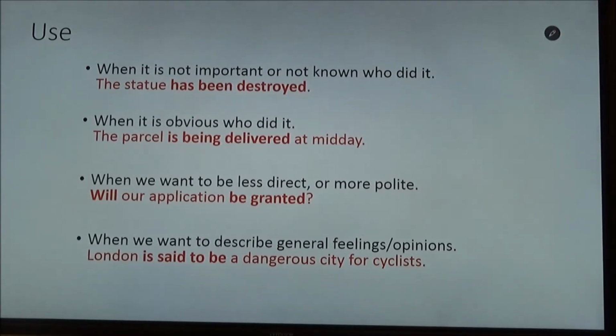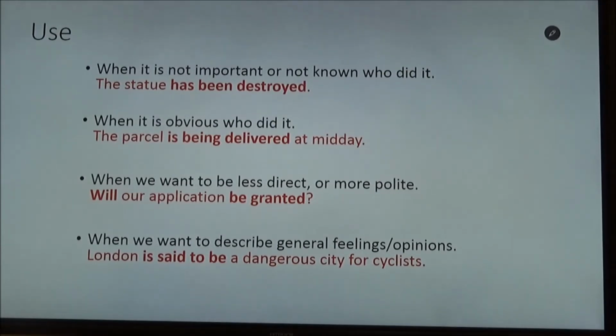Sometimes you want to avoid saying who did it. For example, the famous quote from American presidents is "mistakes were made." I can't remember which president it was who said that, but there was some sort of scandal, and then he had to admit that he'd made a mistake, but of course he didn't want to say, I made a mistake, so he said, mistakes were made. That's a passive sentence when you don't want to mention the subject.